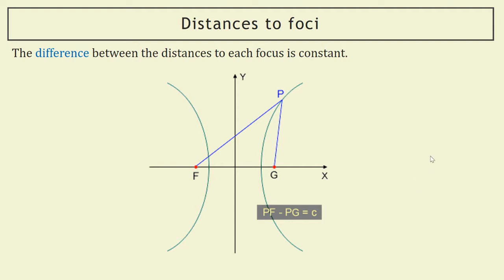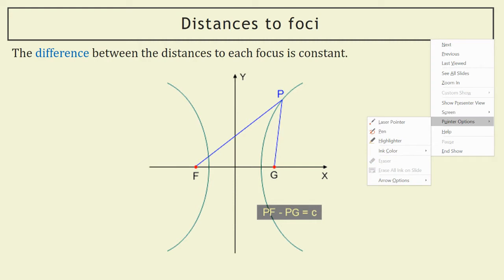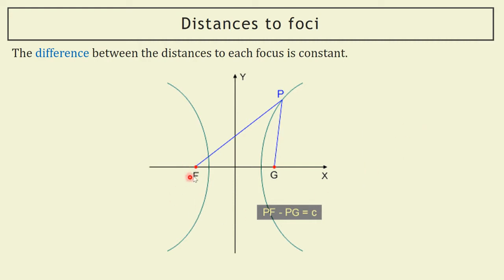So let me just bring up my laser pointer. If I think about the distance from the point P to this focus over here, and then subtract away the distance to that focus there, I always get a constant. It's always the same thing. The magnitude of the distances is always a constant, okay? Because obviously in some cases, if I come over here, this part is going to have its distance to G further than its distance to F, okay? But if we look at the absolute value of that difference, that would give us a constant.